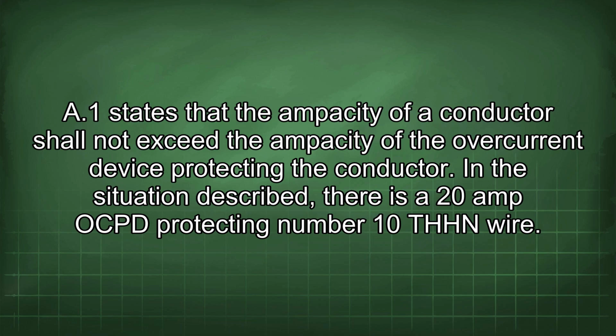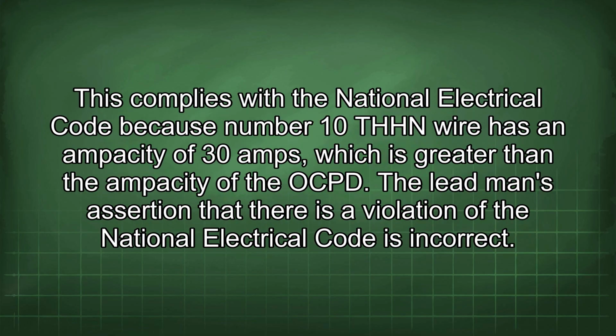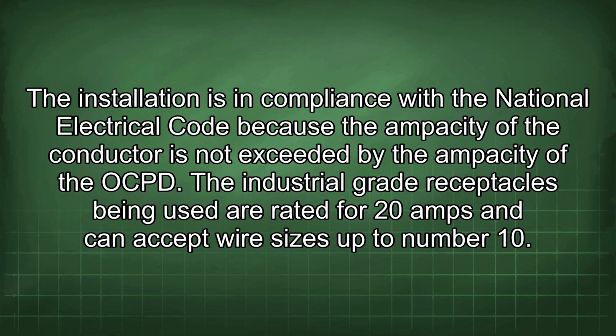In the situation described, there is a 20 amp OCPD protecting number 10 THHN wire. This complies with the National Electrical Code because number 10 THHN wire has an ampacity of 30 amps, which is greater than the ampacity of the OCPD. The lead man's assertion that there is a violation of the National Electrical Code is incorrect. The installation is in compliance with the National Electrical Code because the ampacity of the conductor is not exceeded by the ampacity of the OCPD.